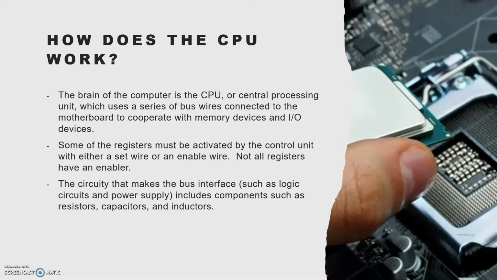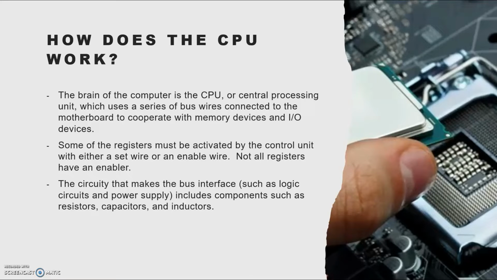With all these components involved, how does the CPU work? As previously said, the CPU uses the bus interface to interact with other components of the computer on the motherboard. The interface is also used to connect the components of the CPU together. The components inside are controlled by the control unit, which uses set and enable wires to activate them. For such things as registers that hold data, set wires are used to store data in a register, while the enable wires send the data along the bus interface until another register is set to activate. Not all registers on the CPU have enable wires, however.